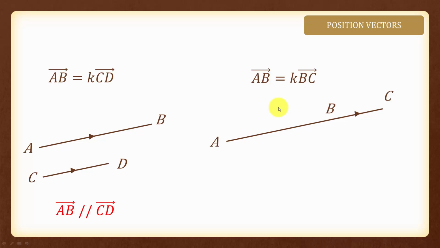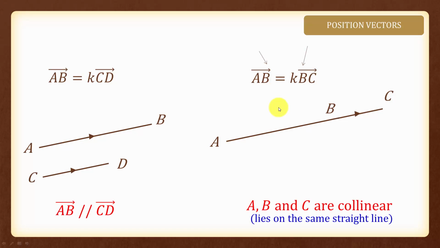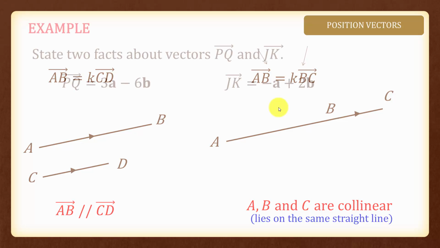When there are no common points and the vectors are equal, these two lines are parallel. If there's a common point, then these 3 points here are collinear.